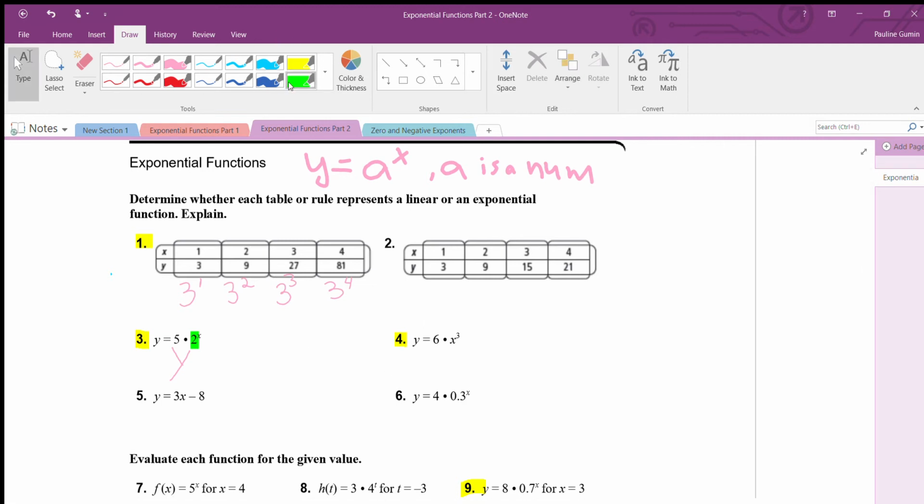Let's look at number 4. In number 4, we have 6 times x to the third. A, the base of our exponent, has to be a number. In this case, the base of our exponent is x. X is not a specific number, so no, alas.